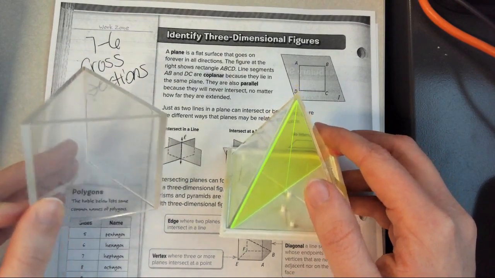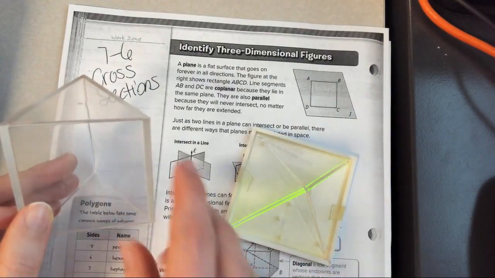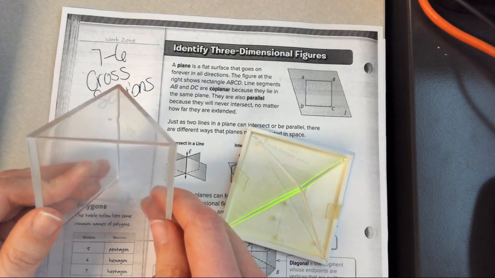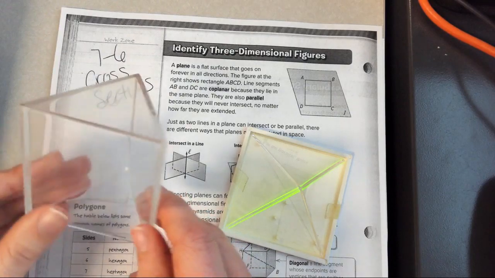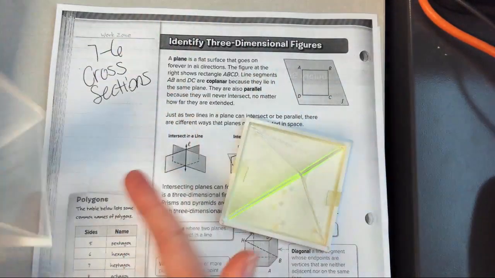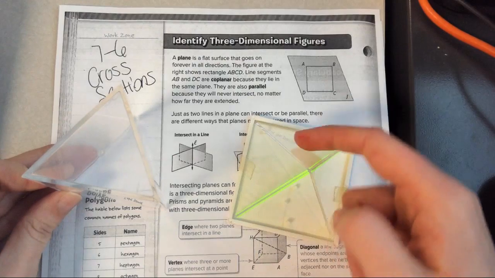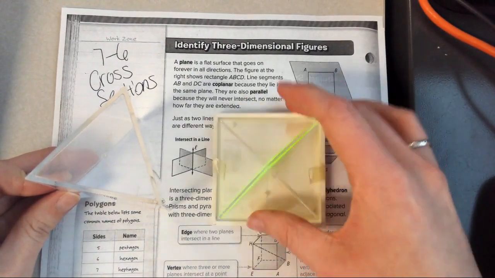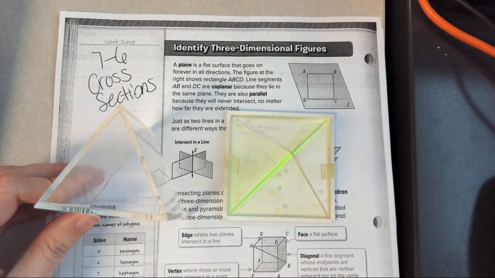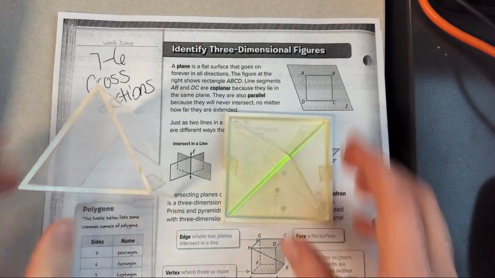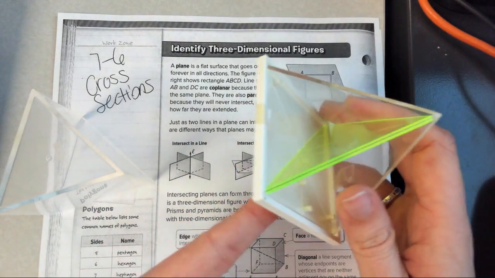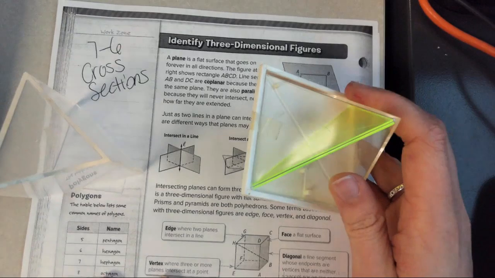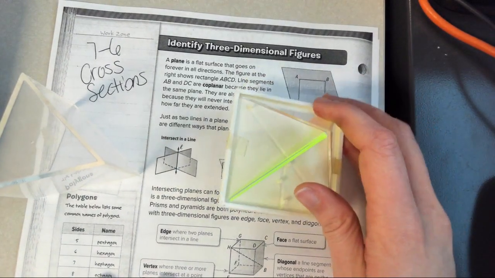A prism has at least two congruent parallel faces. Now a face is just a flat surface. So notice those are all faces, and the bottom, that's a face too. Congruent means they're the exact same shape and size. Obviously you know these two are not the exact same shape and size. They also have to be parallel.